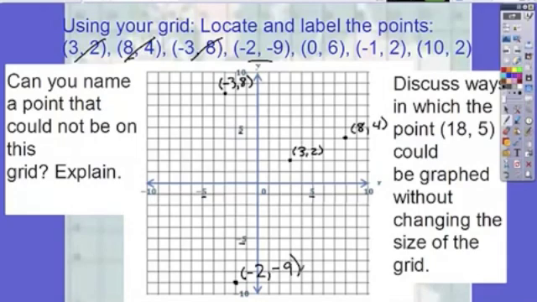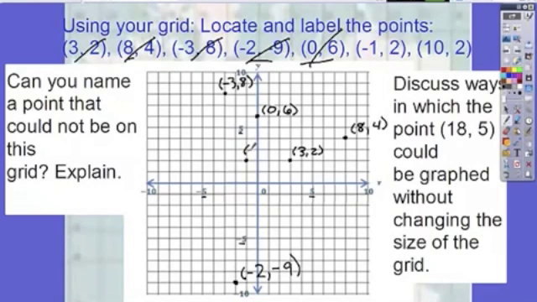And we proceed to do the same with the rest. So my next one is 0, comma 6. I'm not leaving my x-axis because it's telling me I'm moving 0, but I do go up 6 on my y. 1, 2, 3, 4, 5, 6. So I have that 0, comma 6. And then a negative 1, comma 2. So it's a negative 1 and 1, 2 up.